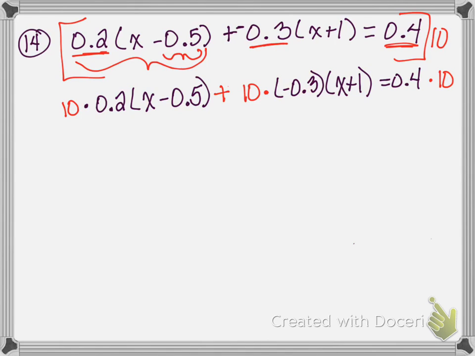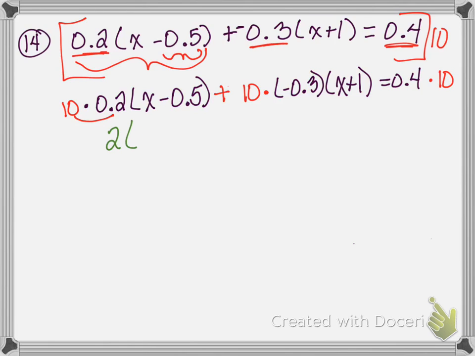But it'll still be negative after, right? The answer? No. I got the 3. It's still negative. Yes, even when we multiply it. So 10 times 0.2 gives me 2.